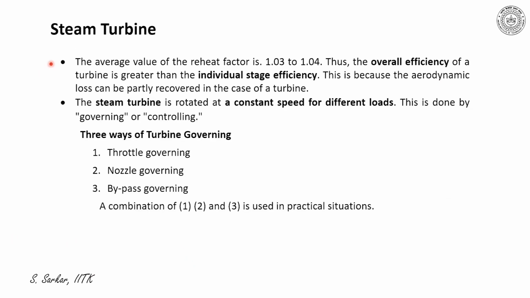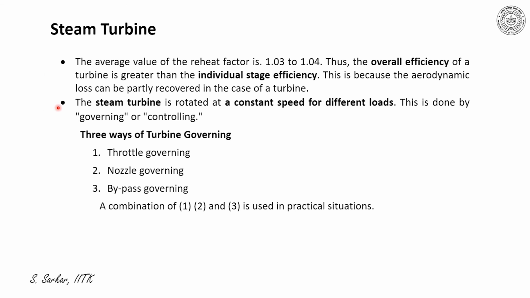The average value of reheat factor is 1.03 to 1.04. Thus, the overall efficiency of a turbine is greater than the individual stage efficiency. This is because the aerodynamic loss can be partially recovered in case of a turbine.